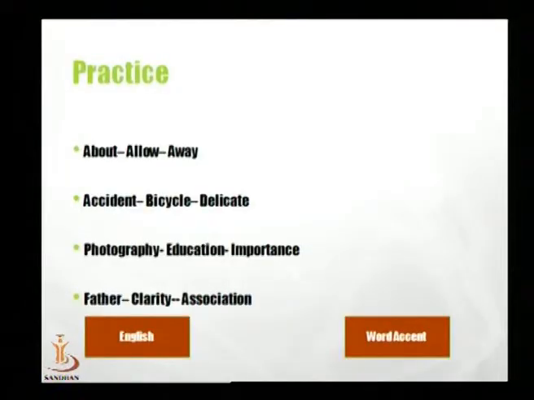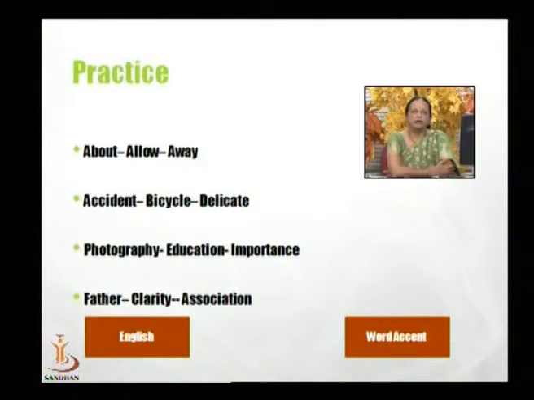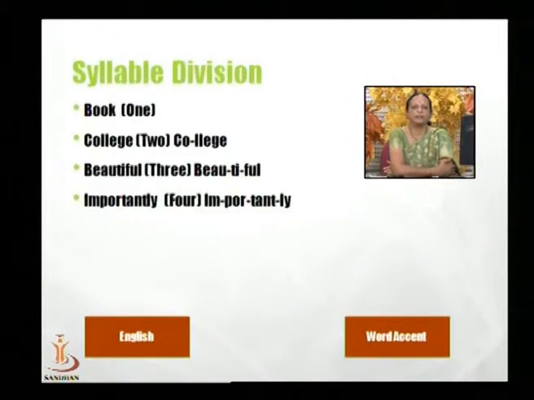So you have the same in about, allow, away. But in accident, it is different. Bicycle, delicate, photography, education, importance, father, clarity, association. This is for practice, because if you say these words after me, if you can hear clearly the way I say a word like about and the way I say accident, accident, about, accident, try saying that again the way I'm saying it, and you will be able to see which syllable is getting the stress.